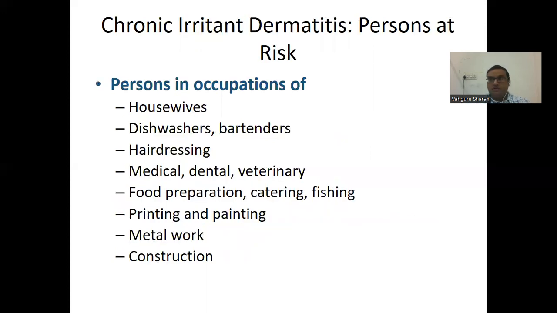What are the persons at risk for chronic irritant dermatitis? Persons in occupations like housewives, dishwashers, bartenders, hairdressers, medical, dental and veterinary doctors, food preparation, catering, fishing industry, painting and printing, metal work, construction work.